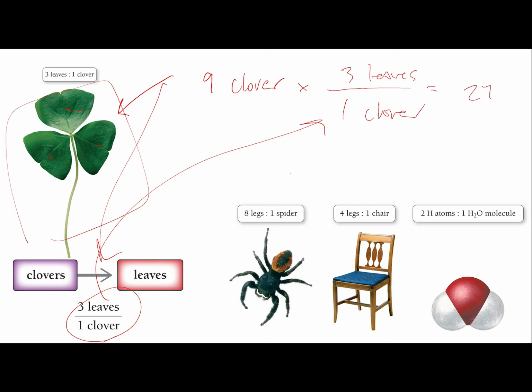Hence 27 leaves. You can do that with spiders, legs per body, chairs, legs per chair, steering wheels in cars, 1 steering wheel per car, 4 tires per car, 4 tires per 1 steering wheel. You could even make those kinds of analogies. We could say that there are 2 front legs for every 2 back legs. Anyways, the point is, we're going to get conversion factors from molecules as well.